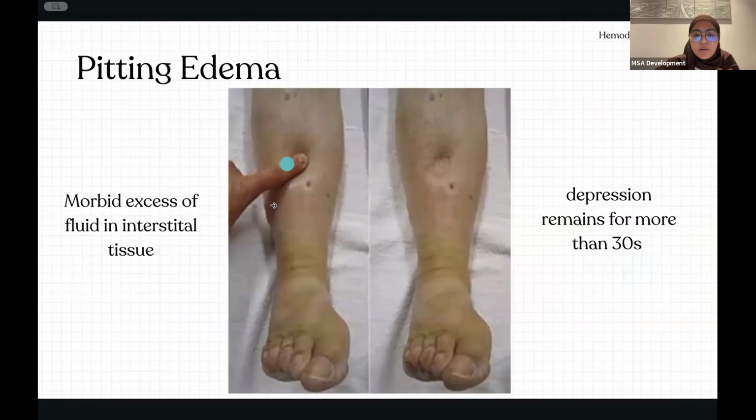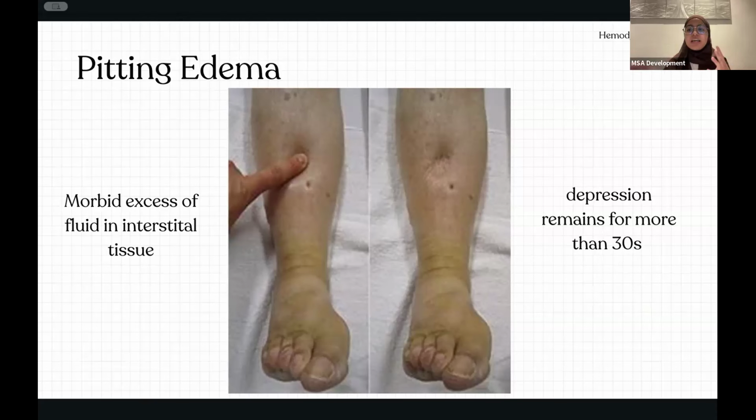Moving on to pitting edema. Pitting edema is excess fluid in the interstitial tissue. So what makes pitting edema, and what makes non-pitting edema, non-pitting edema? When you press the skin of a person with pitting edema, it causes a depression that stays there for more than 30 seconds. Why does that happen?